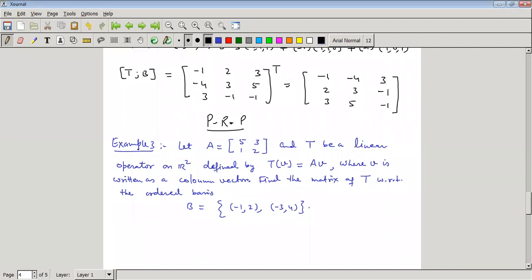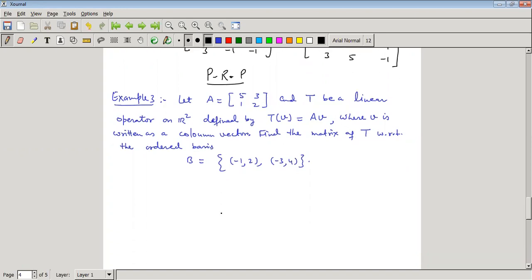So now example number 3. Let A be a matrix of order 2 cross 2, that is, the elements of the matrix are 5, 3, 1, 2, and T be a linear operator on R2 defined by T of V equals A into V, where V is written as a column vector. Find the matrix of T with respect to the ordered basis B. Again, we have to find the matrix.